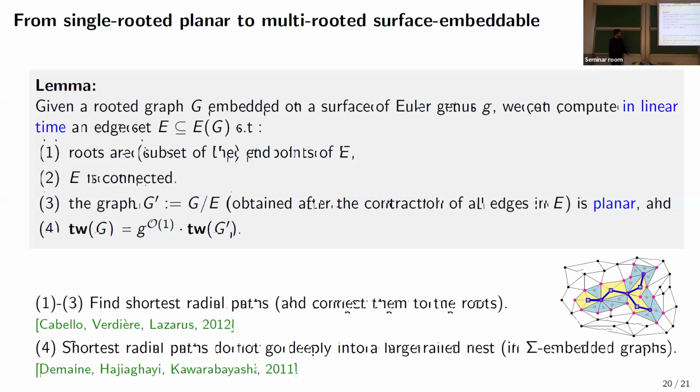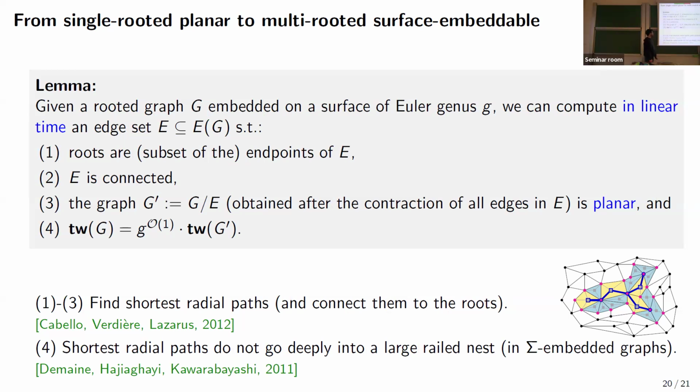And we use this to show that if I have a very large wall in the surface embedded graph, then after I do the contraction, a big part of this wall should survive in the planar graph. So if you bound the tree width of the planar graph, this should also bound the tree width of the surface embedded graph.